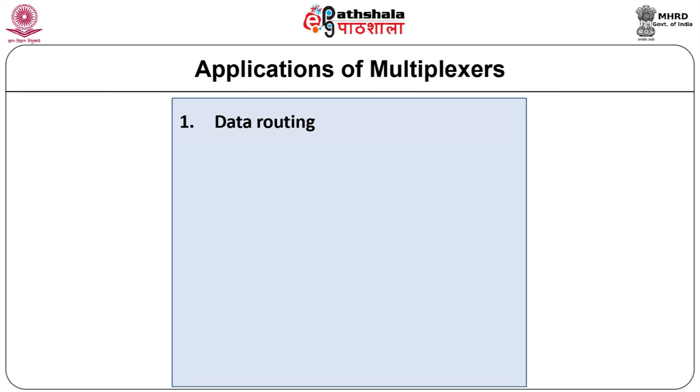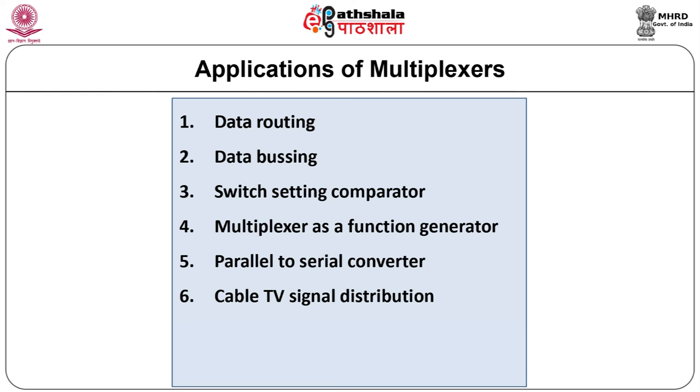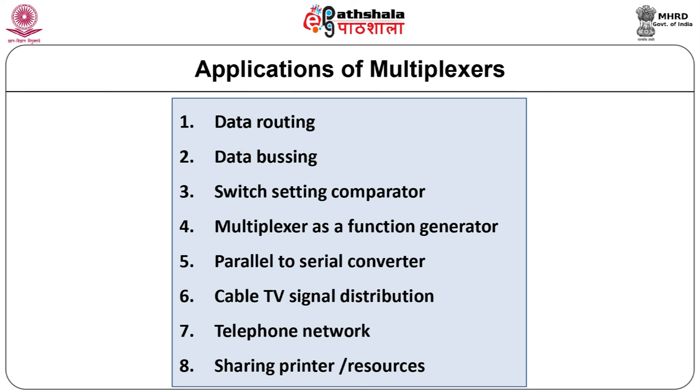Let us consider the applications of multiplexers. There are many applications of multiplexers. Say, for example, we can use a multiplexer for data routing. We can use it for forming the data bus for a microprocessor or microcontroller. We can use a multiplexer as a switch setting comparator. A multiplexer has a popular application as a function generator. We can convert parallel data to serial one. Cable TV signal distribution is a popular example. Almost all telephone networks prefer to have multiplexers and demultiplexers, and sharing of a printer or resources is a common example in computer networking.